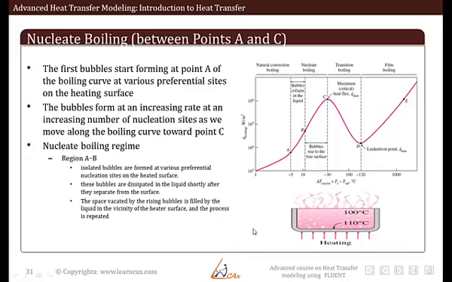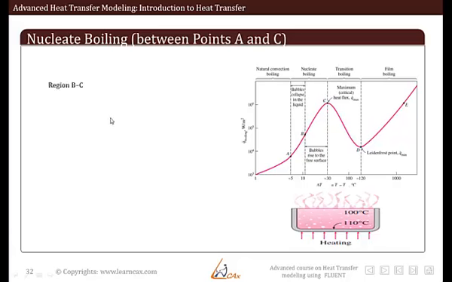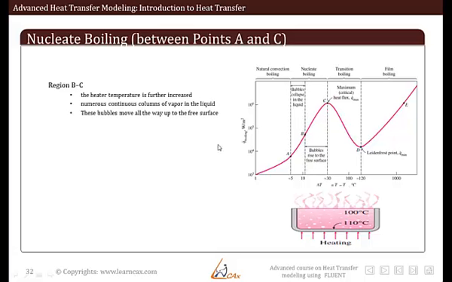the region that is vacated because of separation of the bubbles is filled by liquid again. Now as we move into the region B to C, the heat flux increases as well as the T excess. In this case, the heater temperature is further increased from 10 to 30. There are numerous continuous columns of vapor in the liquid in this case, so lots of sites are there where bubbles are formed. They merge together and form a sort of column of vapor in the liquid. These bubbles move all the way up to the free surface now, and they break up and release their vapor content.